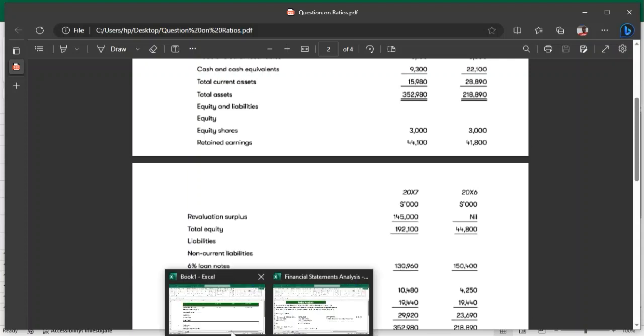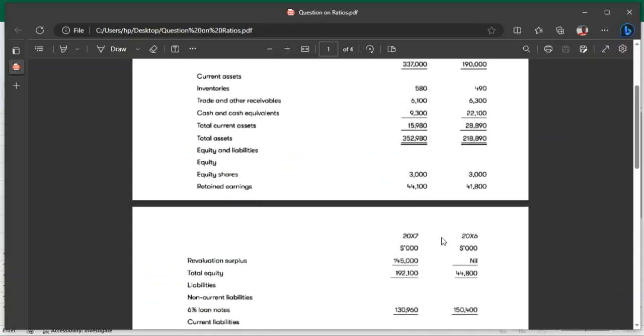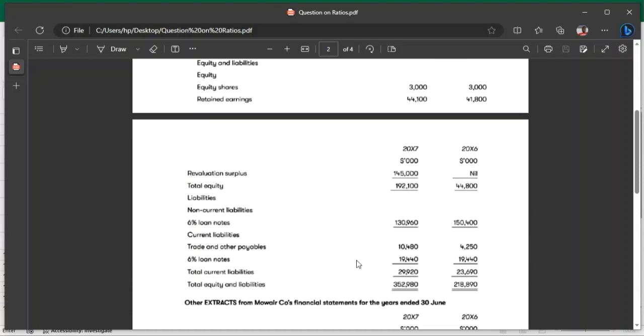So I'll come to my Excel, and we have equals 12,300. That is our profits from operations, and then I'll divide it and add my equity. The equity from our question is 192,100, and then I'll add my interest bearing debts, which are two. One is non-current, the other is current. So I have my 6% loan notes, 130,960, and then I will add my 6% loan notes, current liabilities, 19,440.